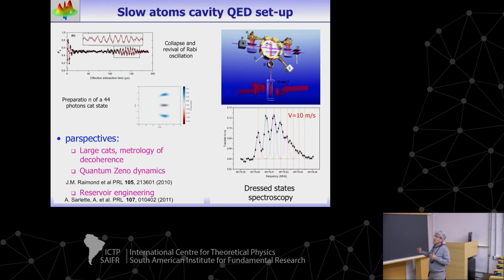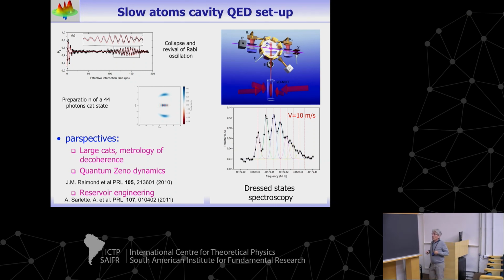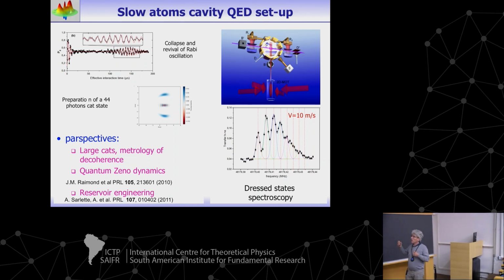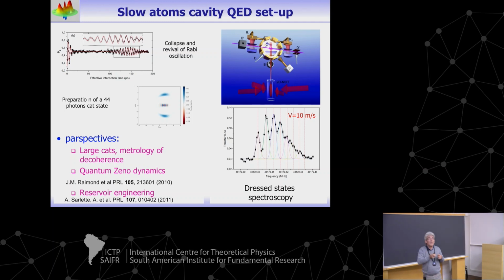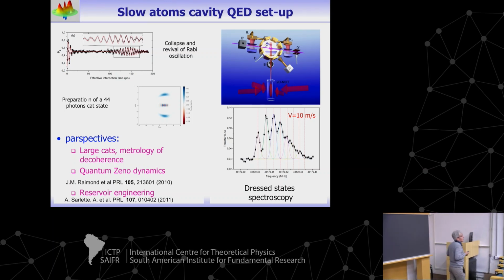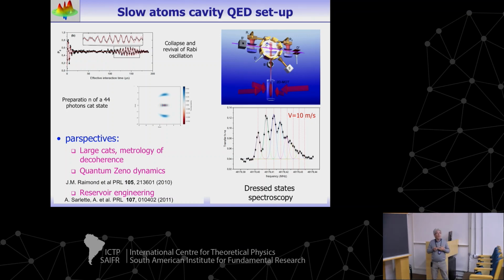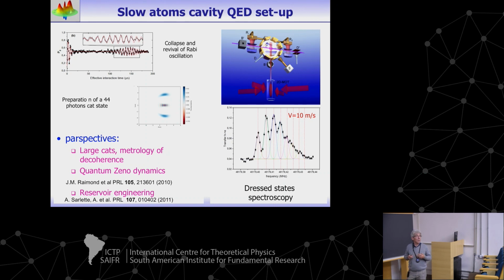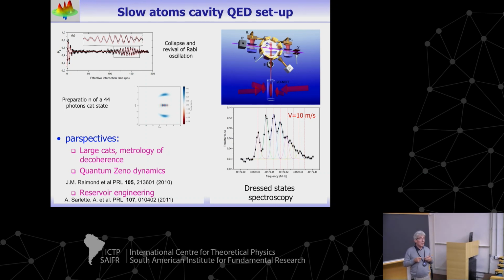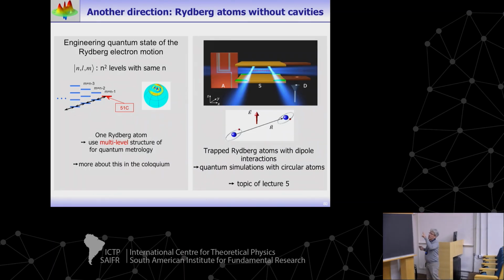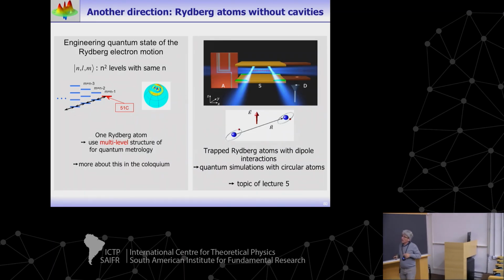Another method is reservoir engineering, creating artificial reservoir in order to have the pointer state, the state to which the system converges in steady state, not a classical state, but a Schrodinger cat state. So that's a tricky way to use dissipation as an advantage in order to prepare Schrodinger cat state by using very unusual dissipation. And then we develop in the lab two other topics.